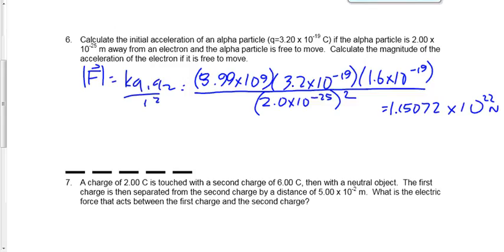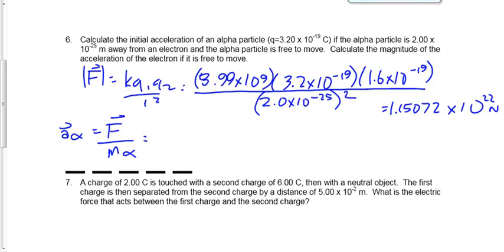So we got a big force there, right? But these things are close together. And of course, we know that the closer they get together, the bigger the force is going to be. It goes up exponentially as the distance gets smaller. Now, we want to find the acceleration of the alpha particle. The symbol, by the way, for the alpha particle is the Greek letter alpha. Call it AA if you want. Doesn't really matter. It's equal to the force divided by the mass of the alpha particle.